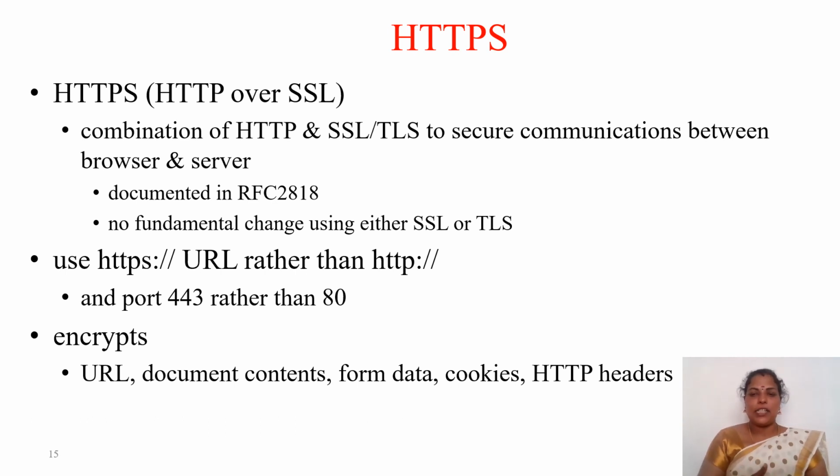What is the difference between HTTP and HTTPS? HTTP over SSL is called HTTPS, that is, HTTP in a secured manner. The port number is different and it encrypts the message. Security means it encrypts; we are getting data in encrypted form only. The things that are encrypted are the URL, the document contents, data, cookies, as well as the headers.